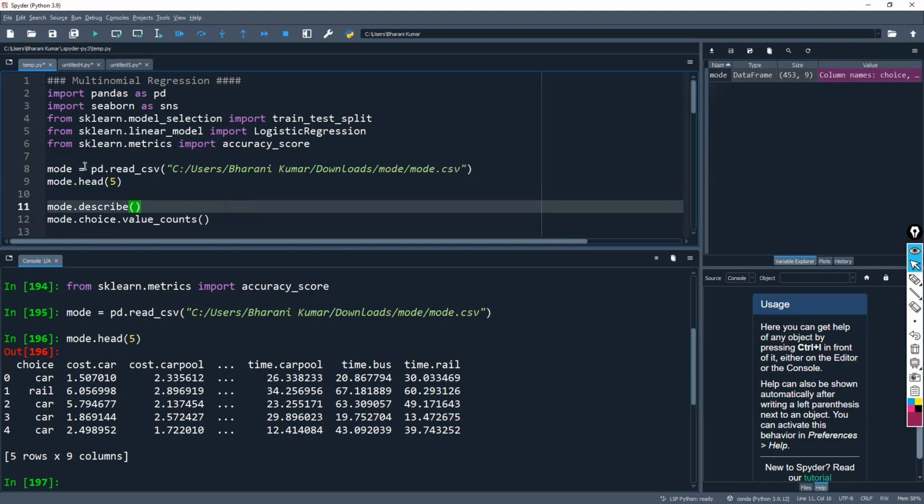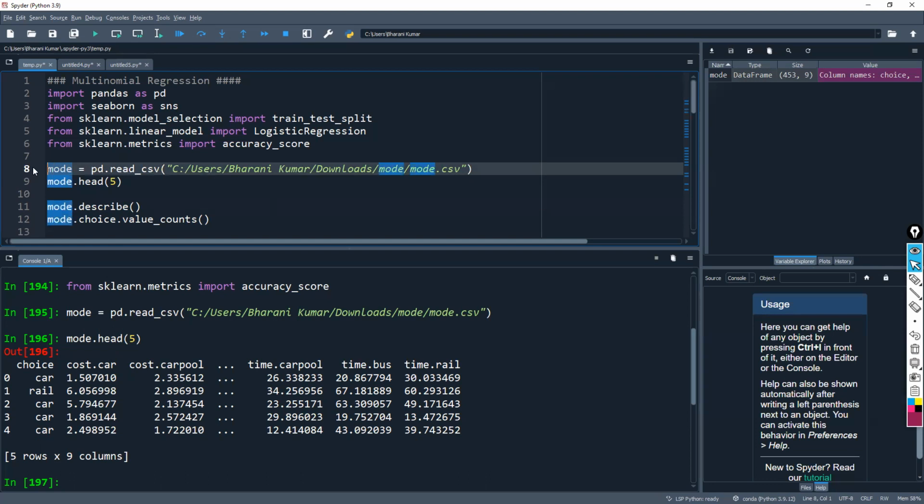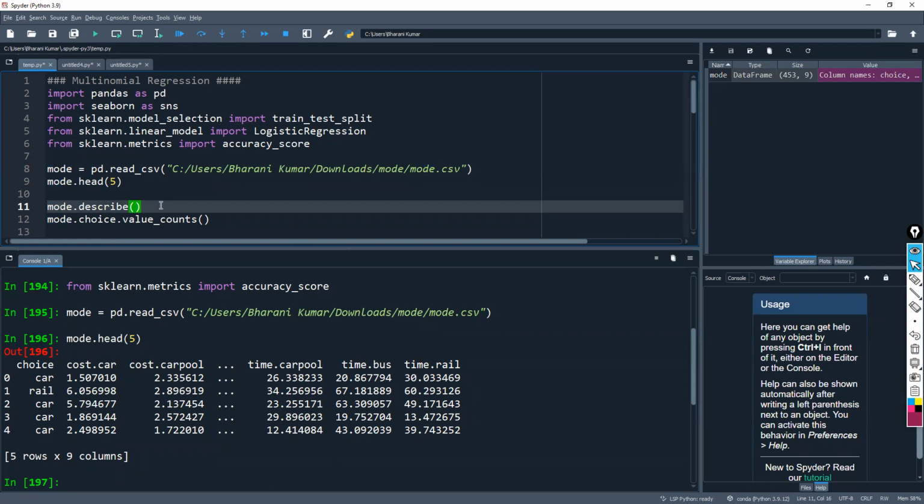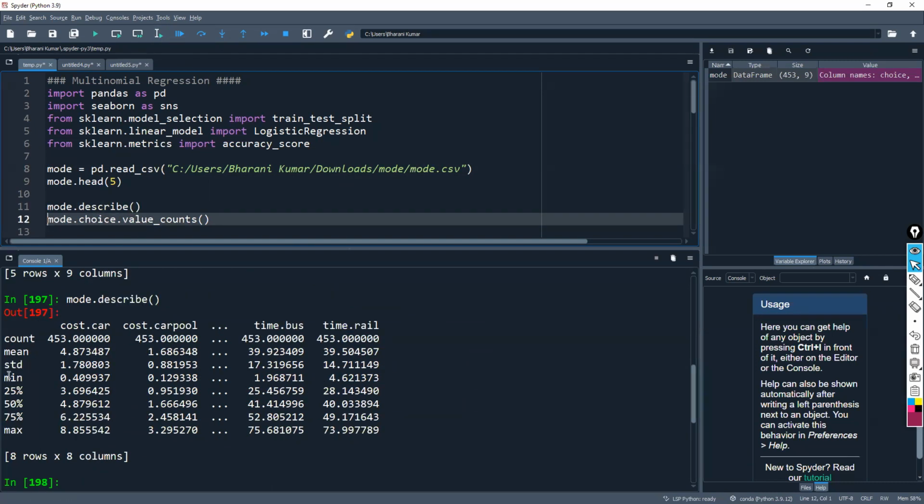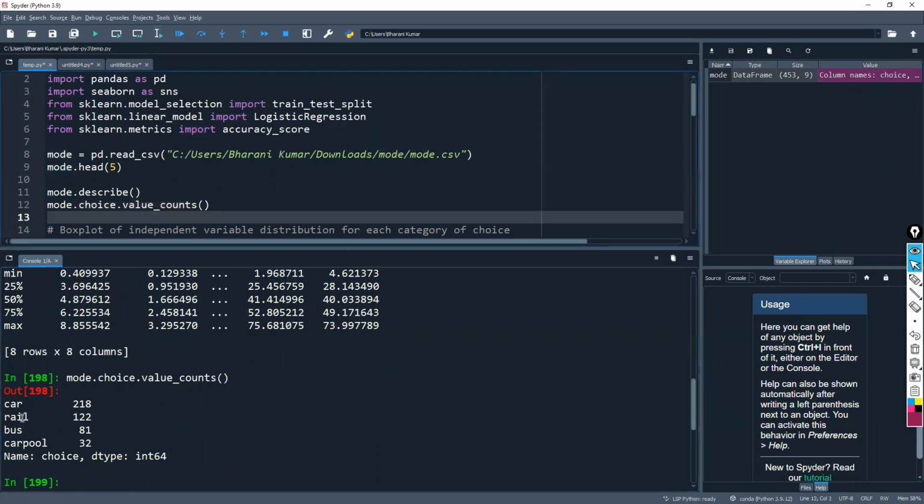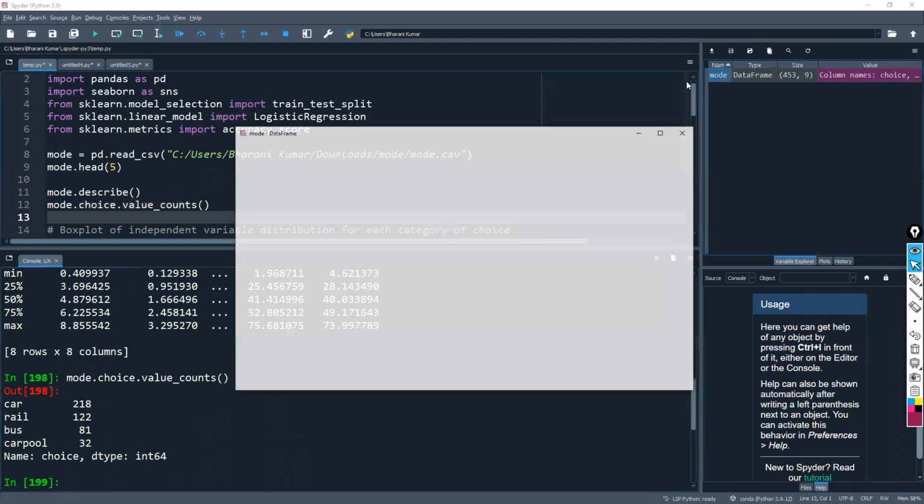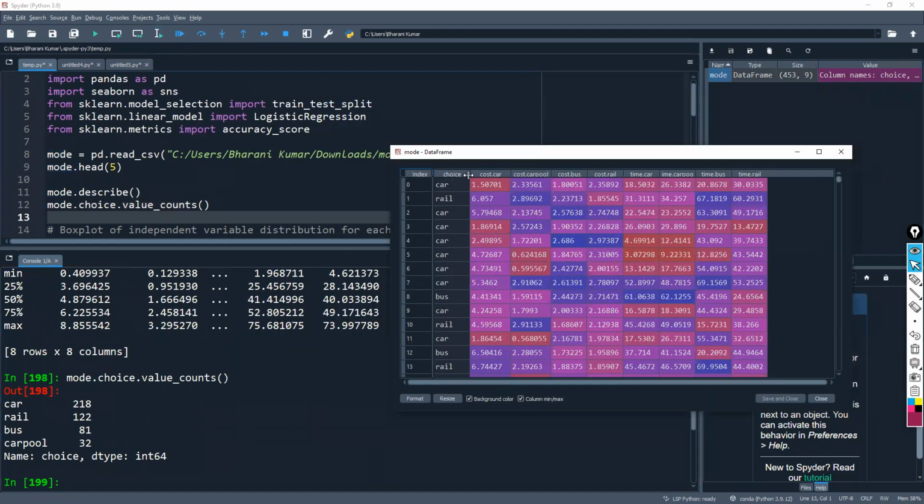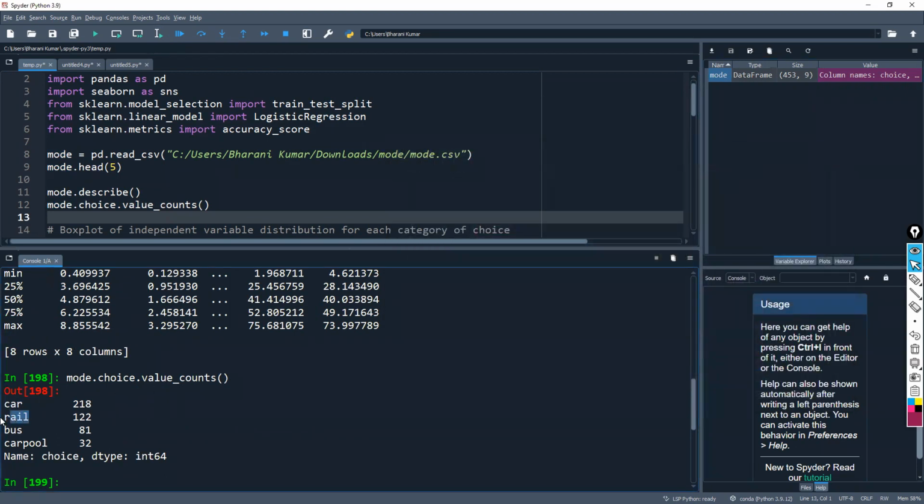When you say mode.describe, for all the numerical columns, you get to see the minimum value, maximum value, 50th percentile, 25th, 75th, standard deviation, mean, and so on. When you say mode.choice.value_counts, you're saying that you want to go to this dataset called mode, and in that, go to the column called choice, in which you have various values and counts. So you have the 4 values and you have the counts of that.